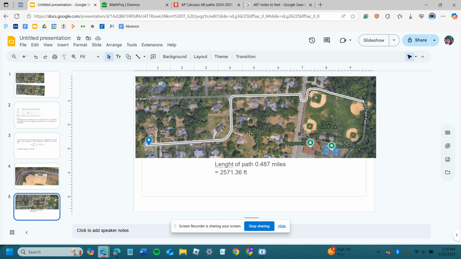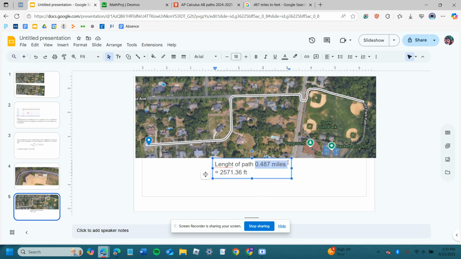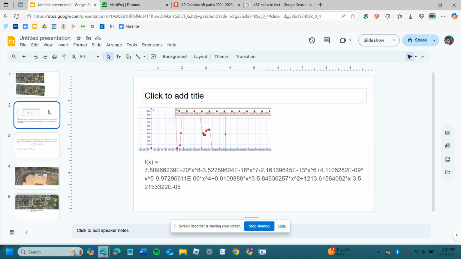And then for the rest, I used the measurement tool, or you could just select the path, and it determines the length of the path. So it's 0.487 miles, or 2,571.36 feet. So yeah, that is my arc length project.